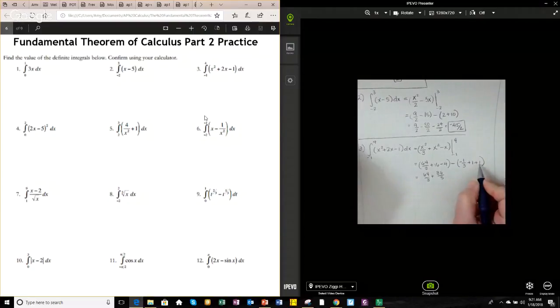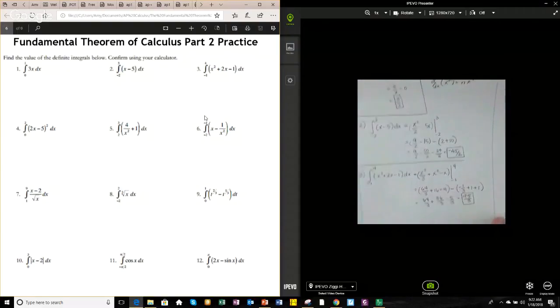Minus, this is going to be 2 minus a third. So 2 is 6 thirds. Minus 1 third is 5 thirds. So this is minus 5 thirds. So that's going to be 64 plus 36 minus 5, which is 95 thirds.